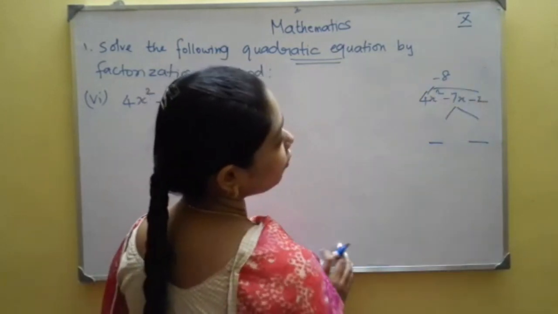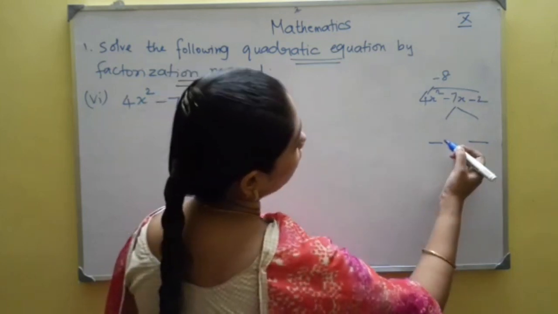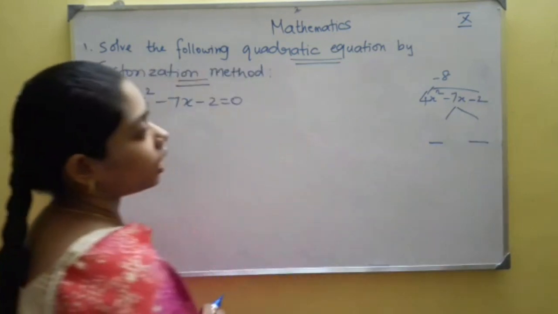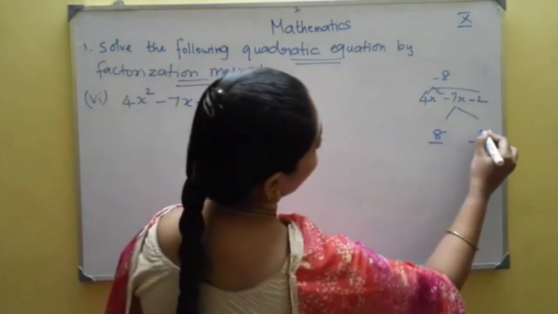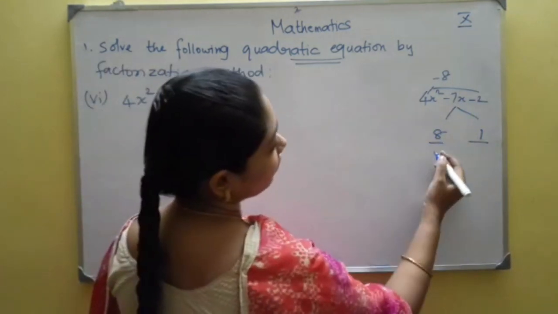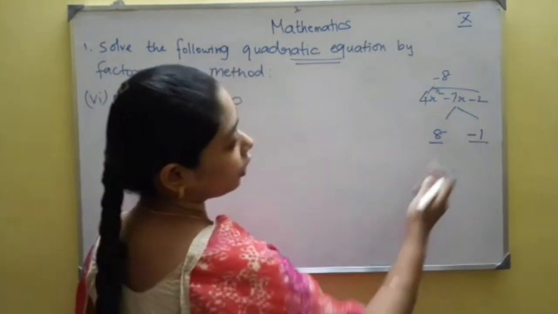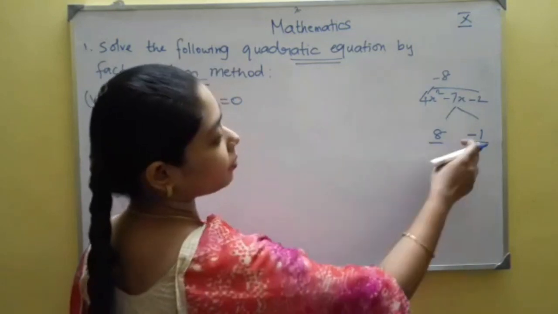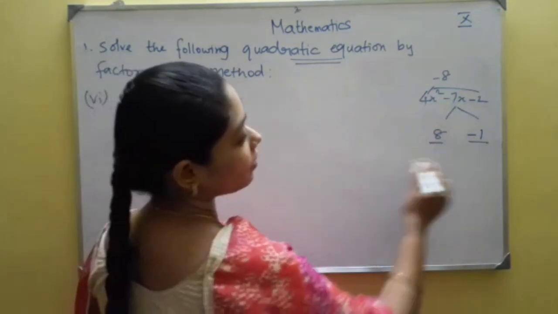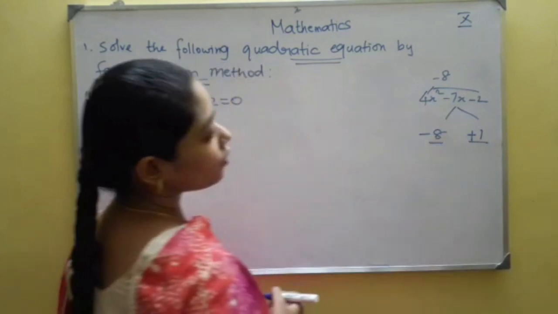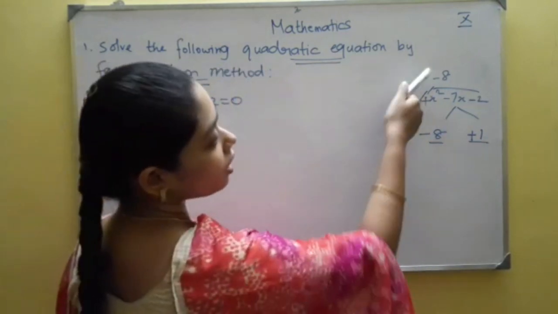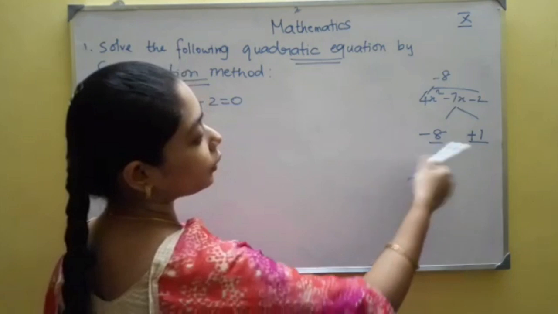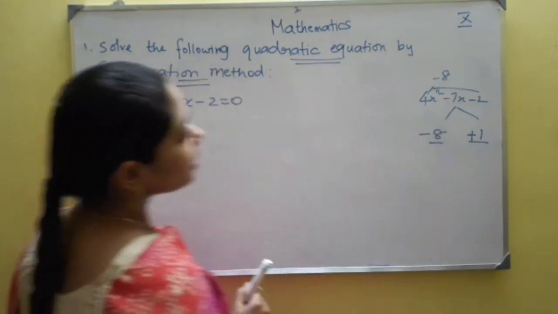Okay, addition is supposed to give you −7, no? What two numbers can you have here? 8 ones are 8. So this difference gives you 7. If you write a negative sign for the bigger number, 1 minus 8 gives you −7. So this is supposed to be positive, this is supposed to be negative. While multiplying these, you will automatically get −8. While doing addition, you will get −7.